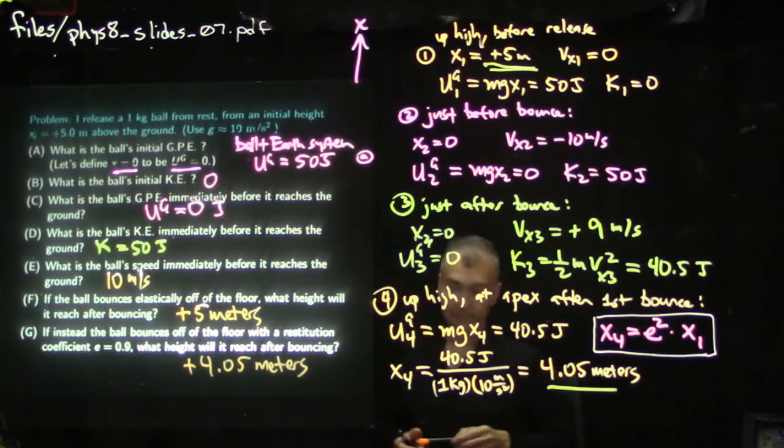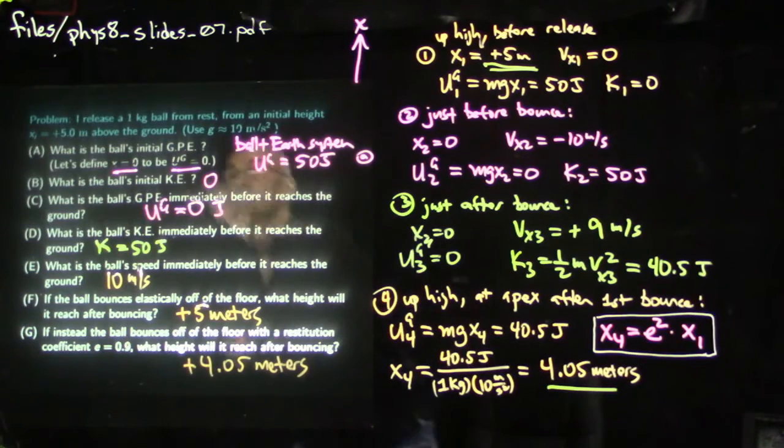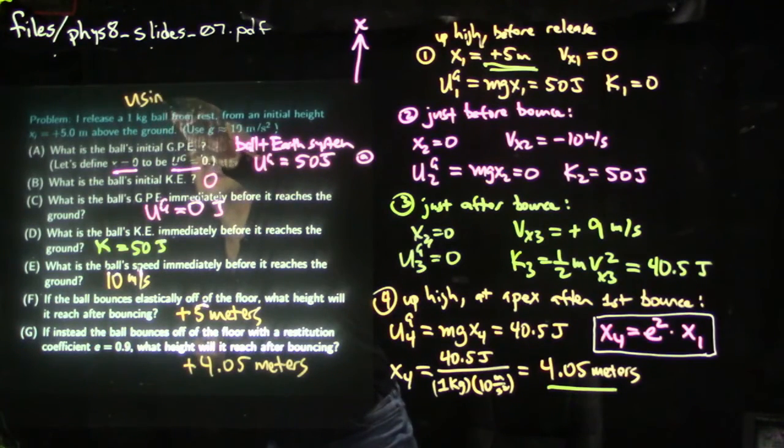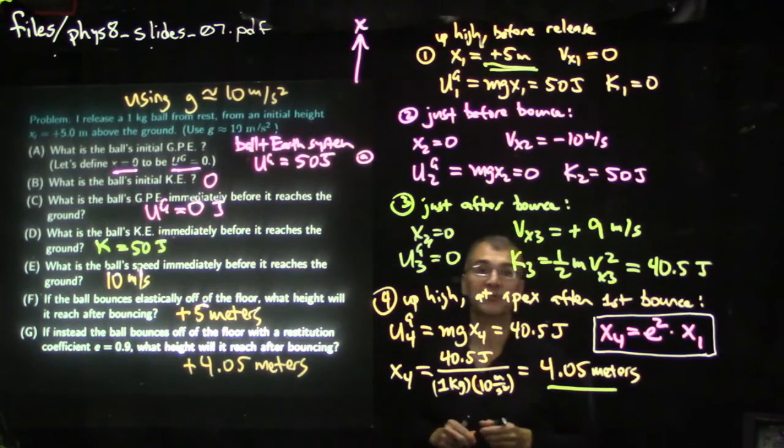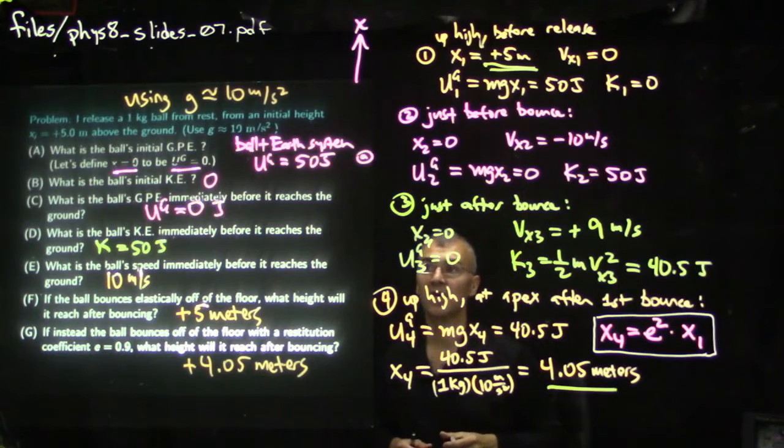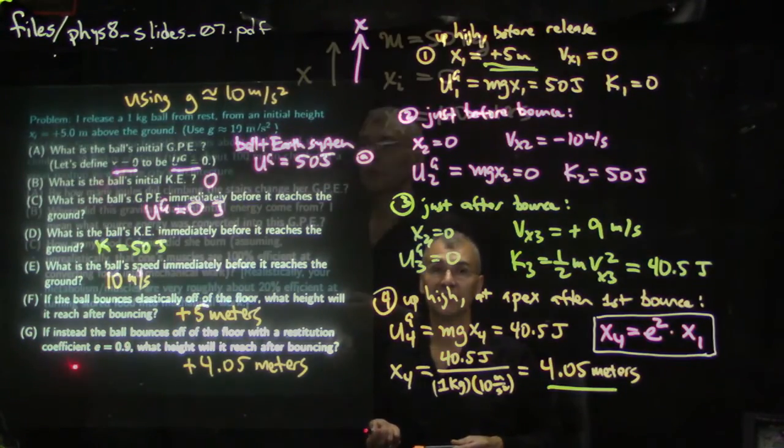And this is all using g is approximately 10 meters per second squared to keep the math easy enough to do in our head. So see if you can puzzle that along with me. I think this is kind of fun and worthwhile. We'll do a couple of similar problems in class.